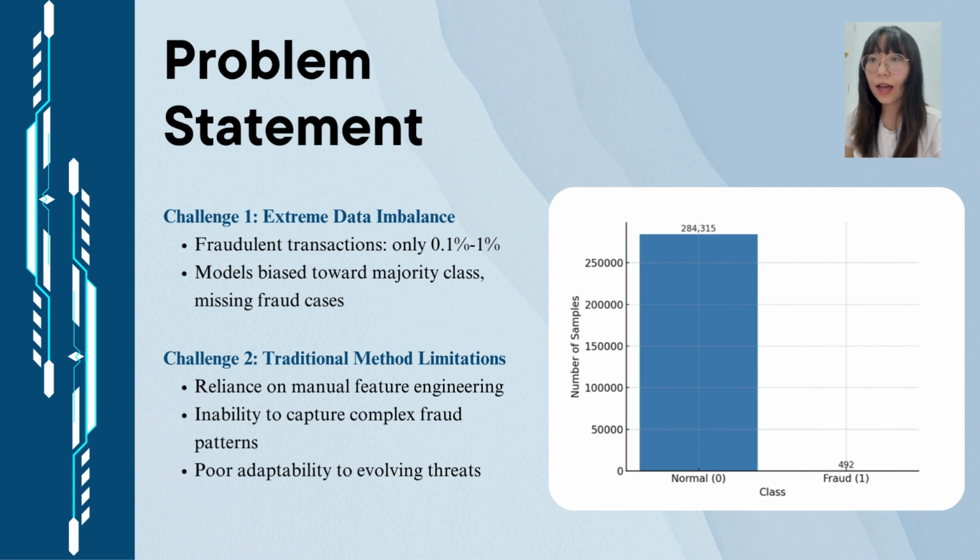This research focuses on two core challenges. First, extreme data imbalance. In the dataset used, there are over 280,000 transactions, but only 492 are fraudulent, less than 0.2%. Such imbalance makes the model easily biased towards normal classes, resulting in missed fraud cases. Second, the limitations of traditional methods. They rely heavily on handcrafted feature extraction and respond poorly to complex and rapidly evolving fraud behaviors, making it hard to continuously improve detection performance.